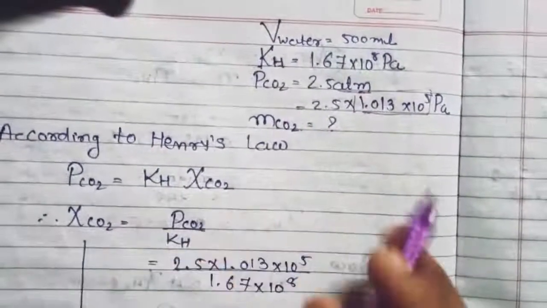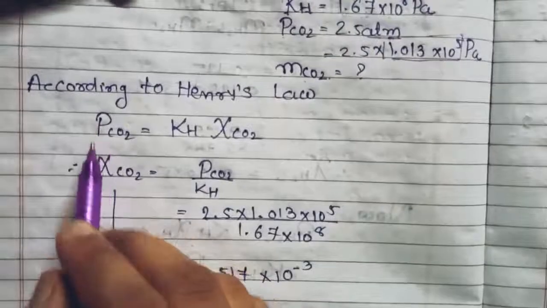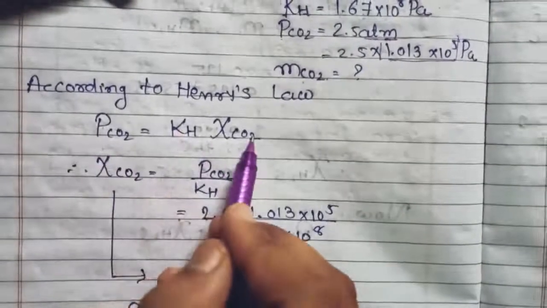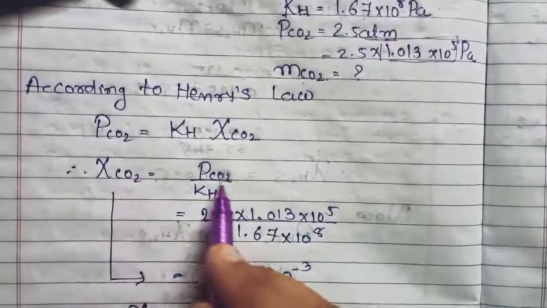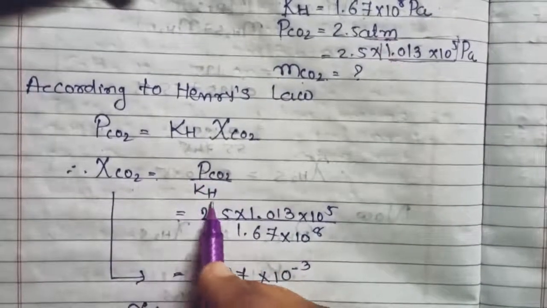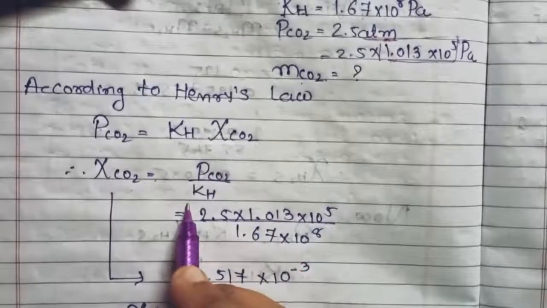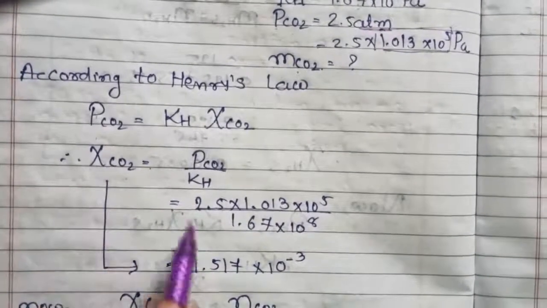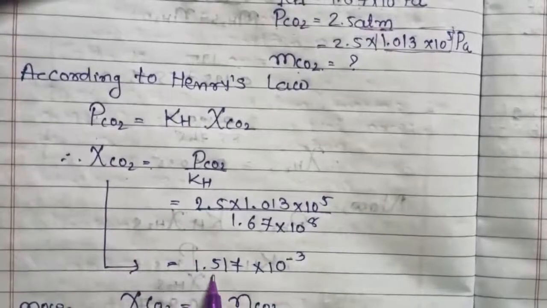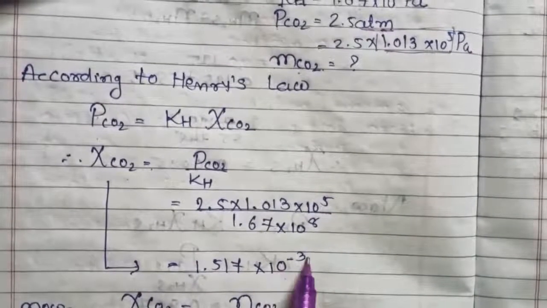Now we have to find the mass of CO2. According to Henry law, pressure of carbon dioxide equals KH into mole fraction of carbon dioxide. So mole fraction of carbon dioxide equals pressure divided by KH. Replace the values of pressure and KH in Pascal, and you will get the mole fraction of carbon dioxide as 1.517 into 10 to the power minus 3.